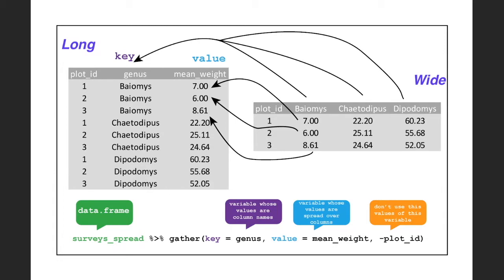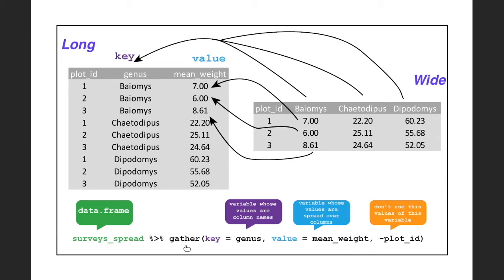that is the key genus, value the mean weight. Well, you need to specify that you don't use the plot ID column. And you have this, this is how to use gather.